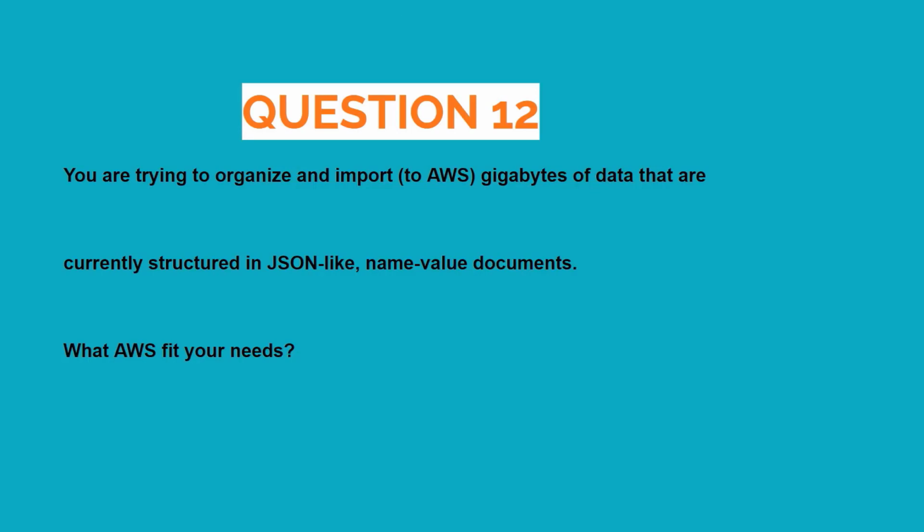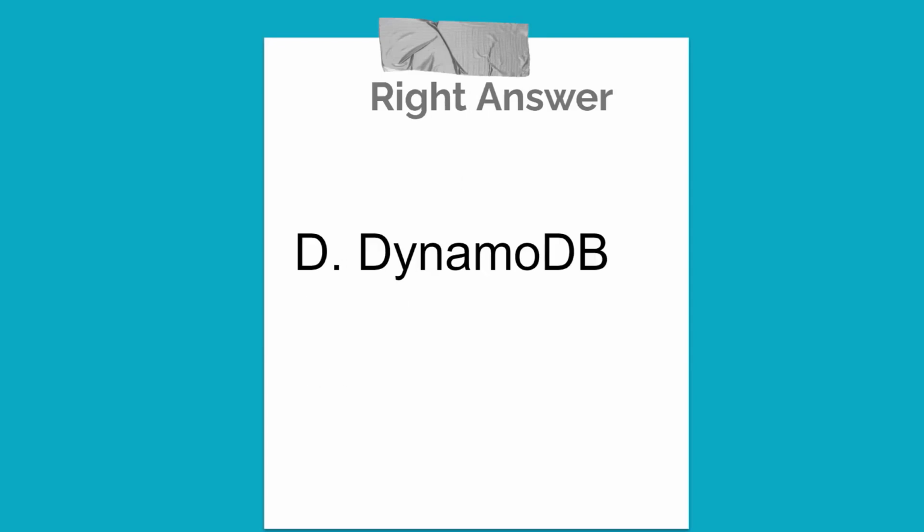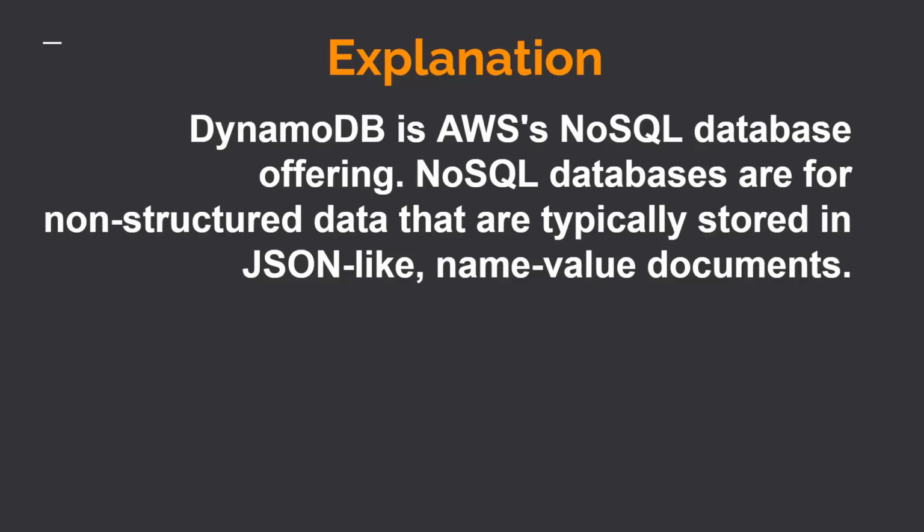Question 12. You are trying to organize and import to AWS gigabytes of data that are currently structured in JSON-like name-value documents. What AWS service fits your needs? Option A. Lambda. B. Aurora. C. RDS. D. DynamoDB. Right answer is D. DynamoDB. Explanation. DynamoDB is AWS NoSQL database offering. NoSQL databases are for non-structured data that are typically stored in JSON-like name-value documents.